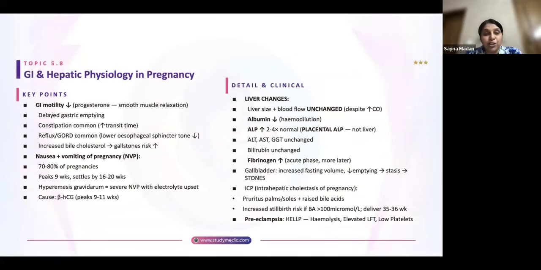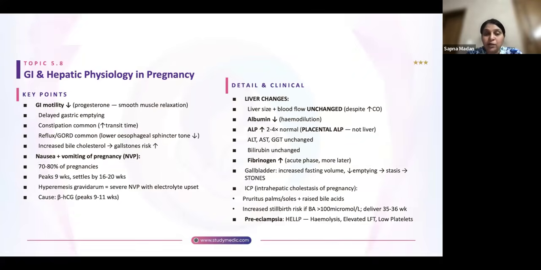Okay, a little bit about the GI and hepatic physiology. Because of progesterone, the motility of the gastrointestinal tract is reduced. There is smooth muscle relaxation, there is delayed gastric emptying, and constipation is a common symptom seen in pregnant women, because there is increased transit time. So there is a lot of reflux and GERD, or GORD, because in the UK we spell esophagus with an O. Okay, so GORD is common.